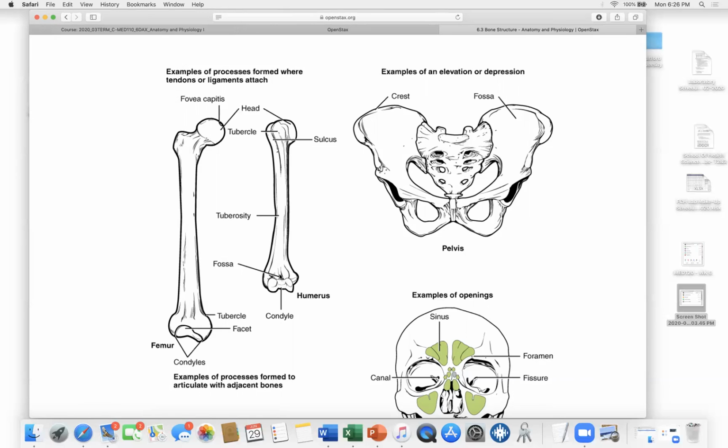Fossa, which is a depression here, okay? And this is your funny bone, or your humerus. And this is, of course, your femur. You could have crests, things that rise up from bone. If you take a good look at your pelvic bones, on your ilium, there's an iliac crest right here. It's like a little lip. And then there's a little depression here, and that's called a fossa.